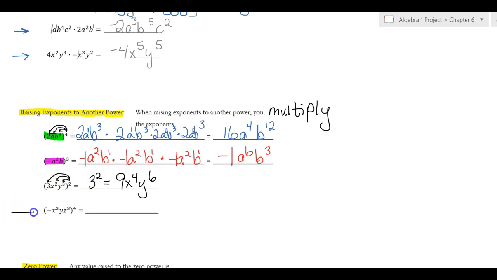Okay, I'd like you to try this one on your own. See what you could do with that one. That one's a little trickier, but see if you can get part of it right.